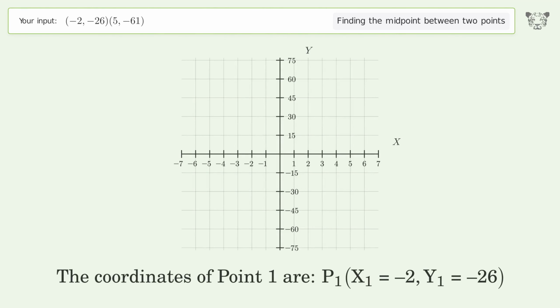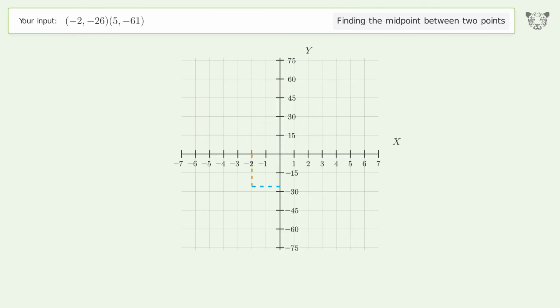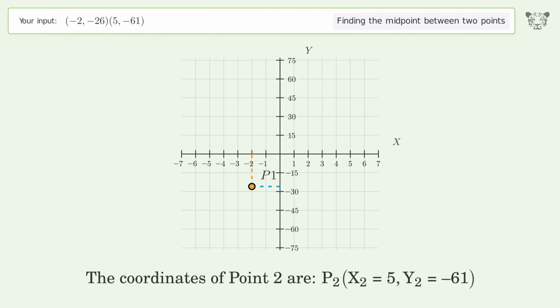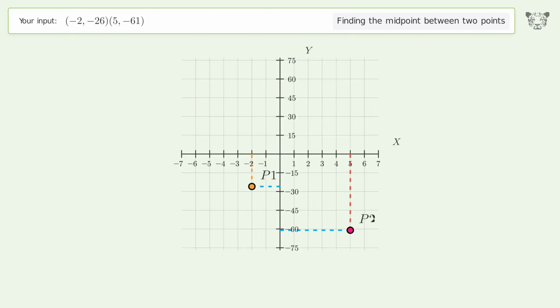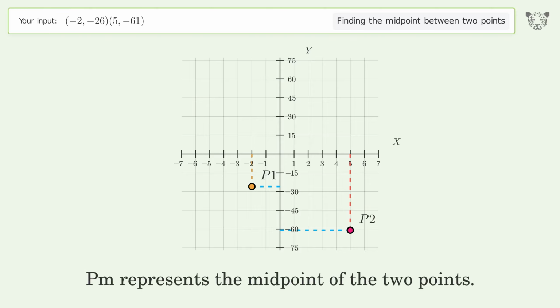The coordinates of point 1 are x1 equals negative 2, y1 equals negative 26. The coordinates of point 2 are x2 equals 5, y2 equals negative 61. PM represents the midpoint of the 2 points.